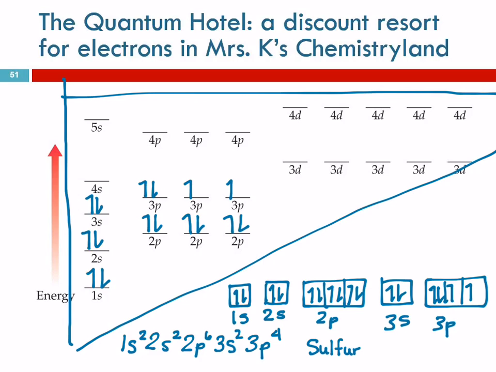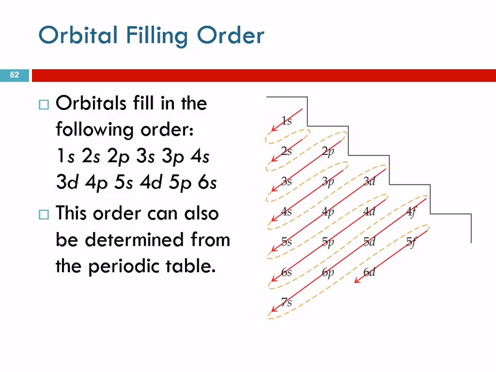What I will show you in a minute, though, is that this order, how you can remember that 4s is before 3d, we can actually see it in the periodic table. It's just hiding. Any other questions? Do you like the hotel or not? Is it better than just the plain old electron business with the orbitals? What the heck is an orbital, right? This is a different way to remember orbital filling.